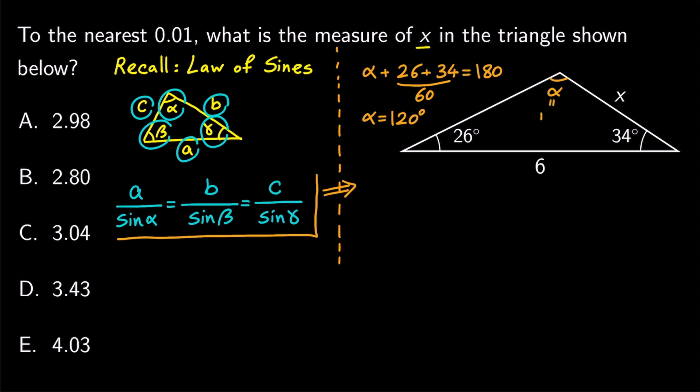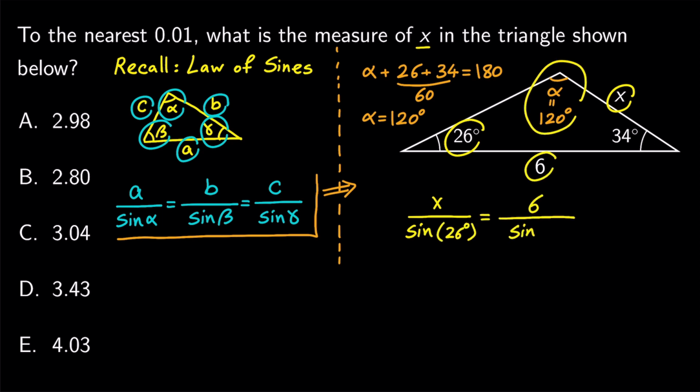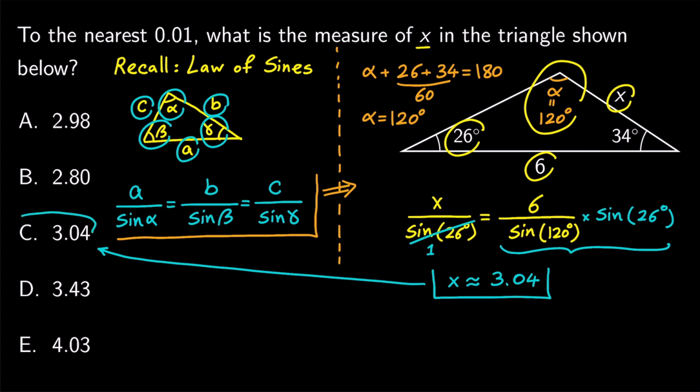Now that we have found alpha, let's use the law of sines to find x. We get x over sine of 26 degrees equals 6 over sine of 120 degrees. Now we multiply both sides by sine of 26 degrees. And finally, using a calculator, we get that x is approximately 3.04. And that's it. The answer is C.